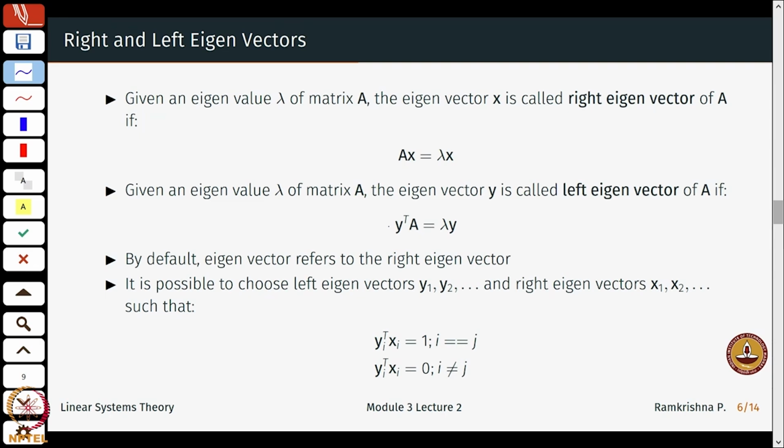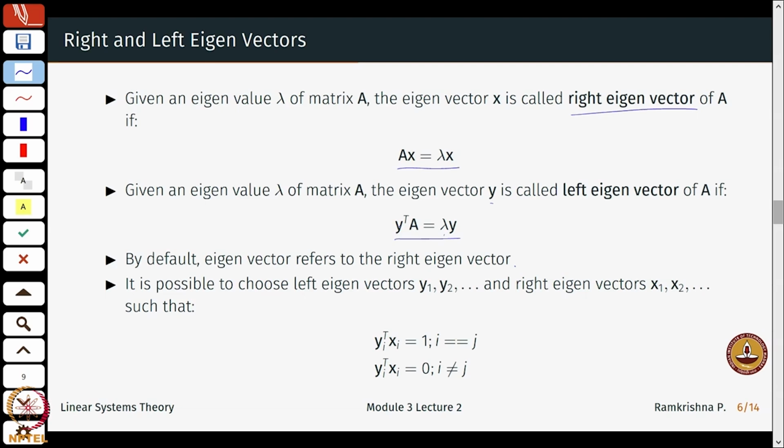There are some other properties of these eigenvalues. So, this is the standard way: Ax equal to lambda x is usually called the right eigenvector of A, and whenever we say eigenvectors, it by default means the right eigenvector. However, there could also exist what is called the left eigenvector associated to the eigenvalue lambda, which is represented by y transpose A equals lambda y transpose. Again, this transpose comes for obvious reasons.